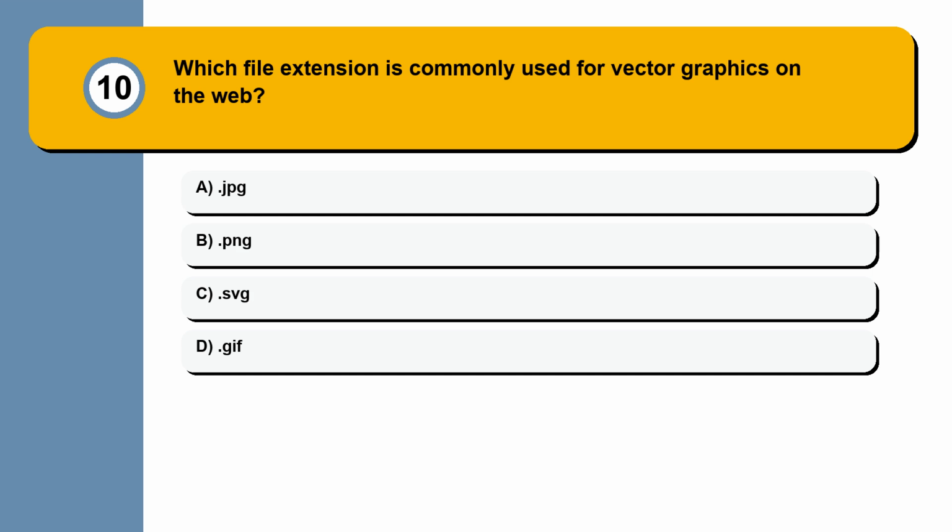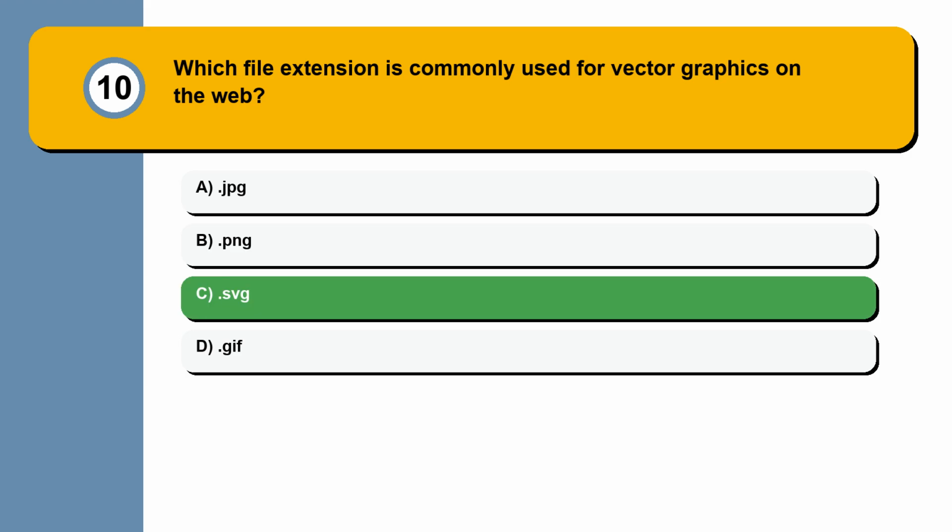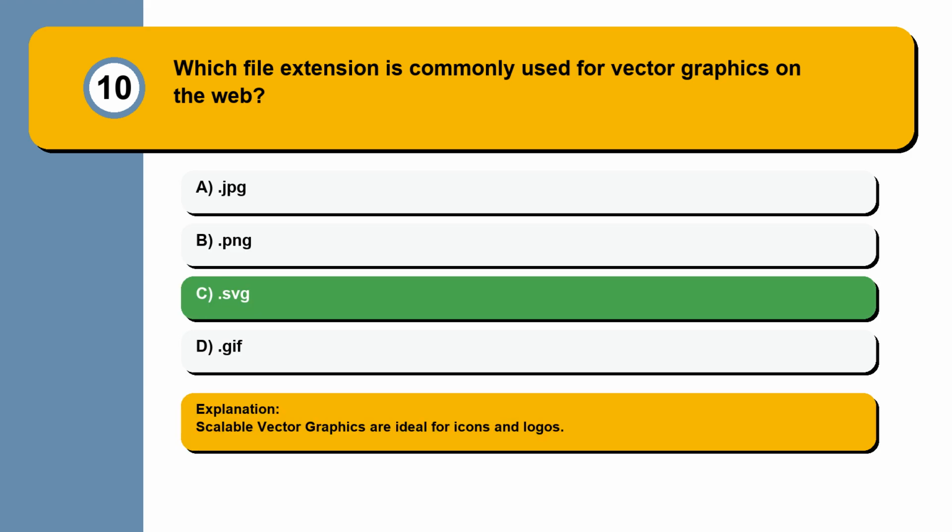Question 10. Which file extension is commonly used for vector graphics on the web? .jpg, .png, .svg, .gif. Scalable Vector Graphics are ideal for icons and logos.